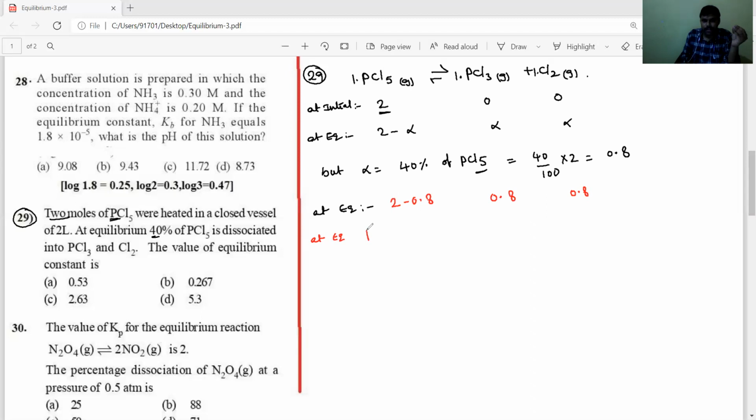At the equilibrium state, the PCl5 concentration is equal to, what is the volume of the vessel, dear students? The volume of the vessel is 2 liters. On simplification we will get 1.2, so it is 1.2 by 2, because the concentration is equal to N by V. Concentration is nothing but N by V, number of moles per volume in liters. They gave 2 liters, and the PCl3 concentration is 0.8 by 2, and the Cl2 concentration is 0.8 by 2.